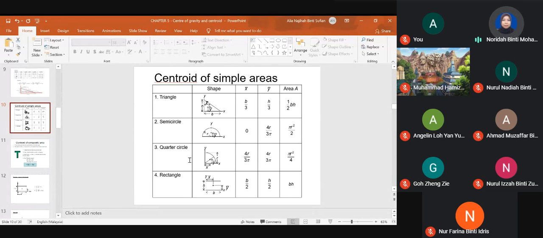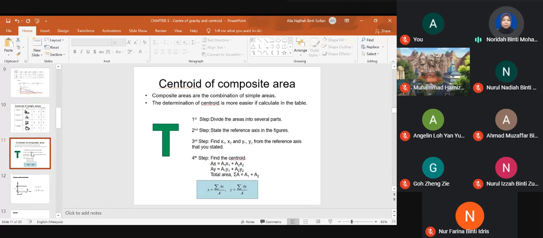And then we have quarter circle. Quarter circle, the area is half from the semicircle, so we have pi r square over 4. The X bar now is 4r over 3 pi, and the Y bar is also 4r over 3 pi. For rectangle, the X bar is B over 2, the Y bar is H over 2, the area is BH.